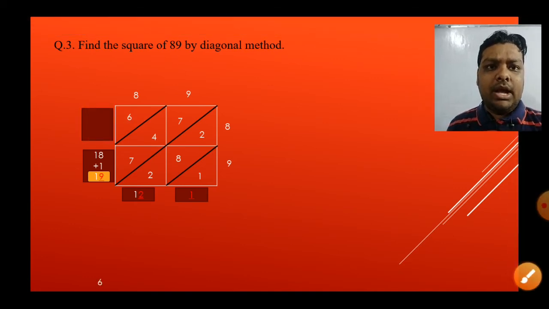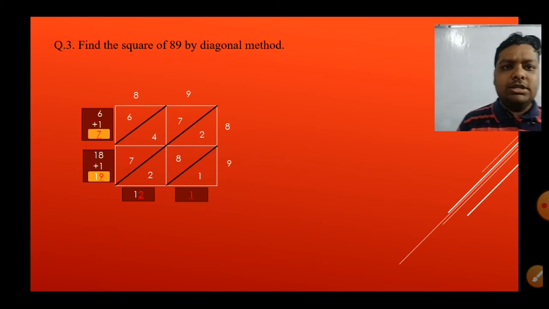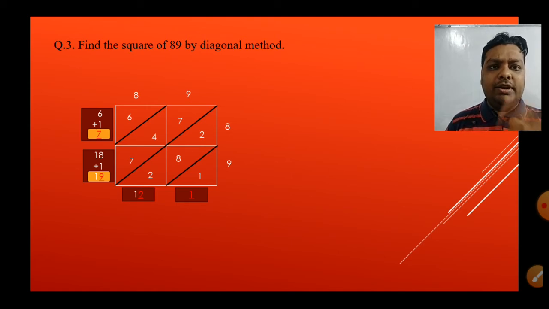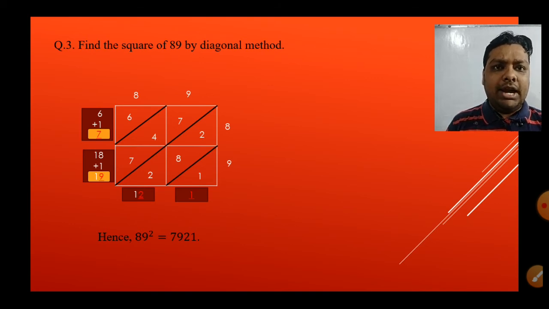Then after that we will add the tens digit of 19. It means 1. So we will get 7. Okay. So here you can see we will take the value of the first block totally, but after that we will take only the unit digit. So we will take 7, then 9, then 2 and then 1. It means we can say that the square of 89 will be 7921. Okay students. So let's solve another question.